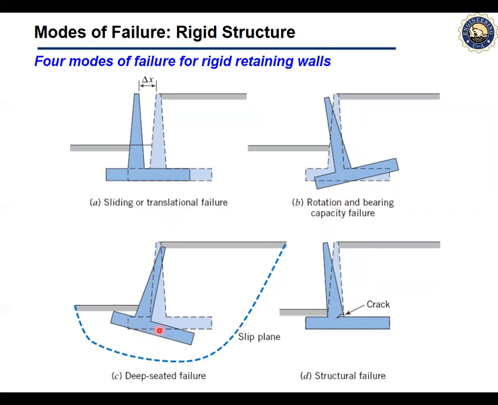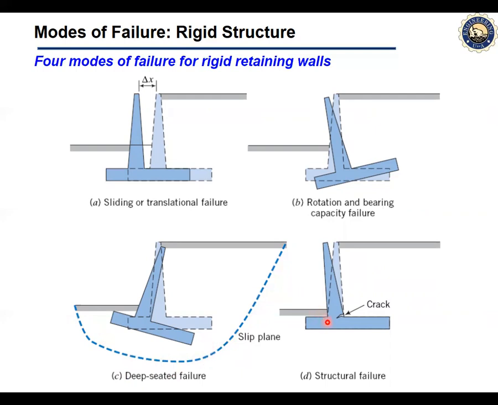Also, a failure can happen if the soil beneath does not have adequate strength capacity. Likewise, as in foundations, we could also have a shallow surface forming up. We call it a deep-seated failure.